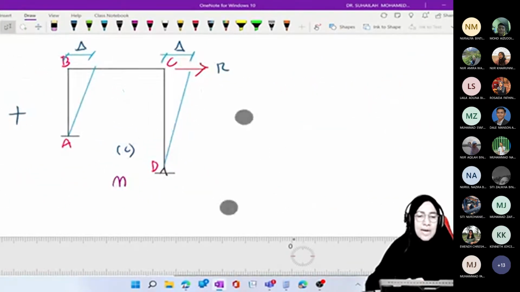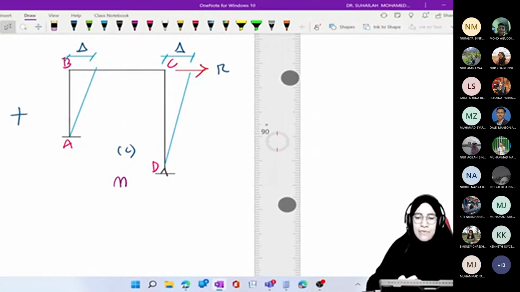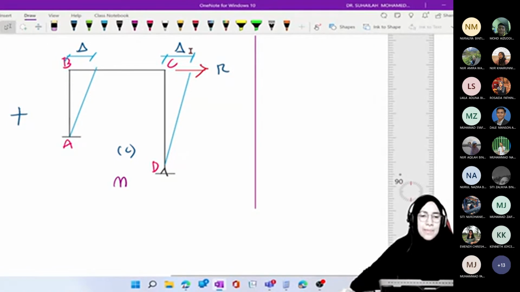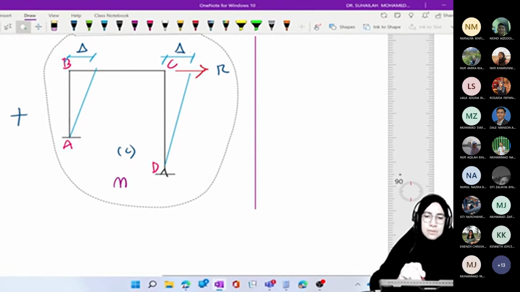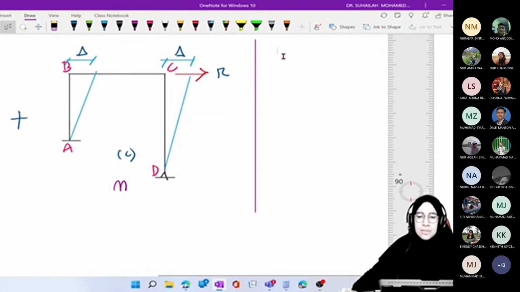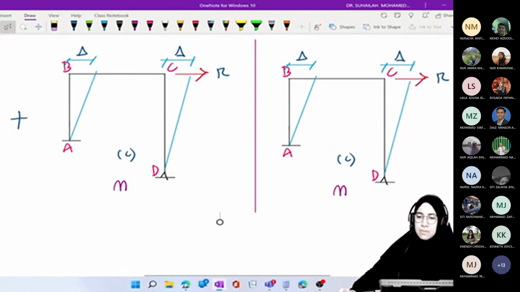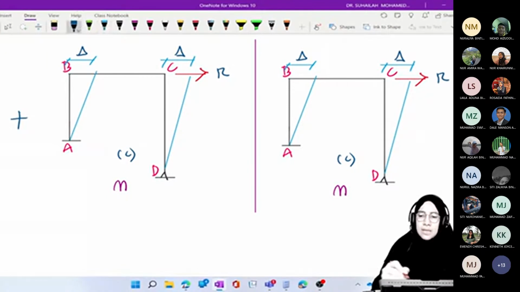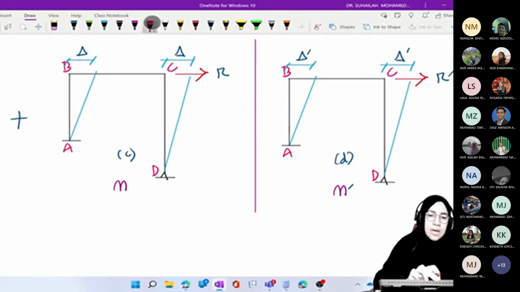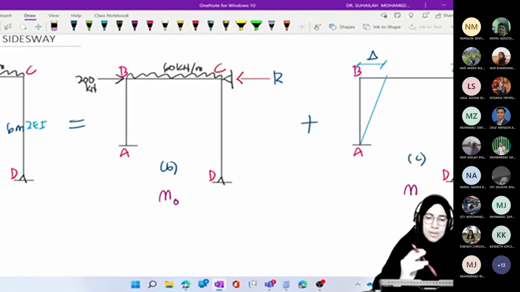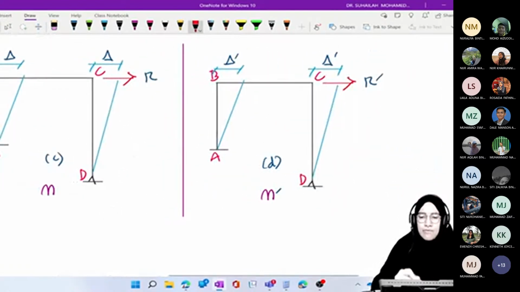However, because C we cannot calculate directly, so we have to have another diagram which is proportional with C. So we call it diagram D. Diagram D is the same diagram, but in D we have delta prime, R prime, M prime. So this is diagram D. For the table, table number 1 comes from diagram B, and table number 2 comes from diagram D.